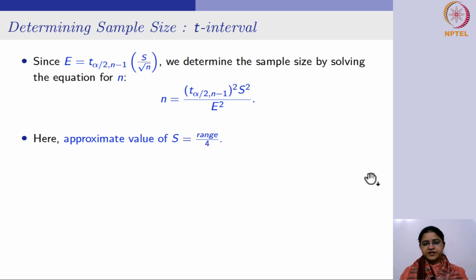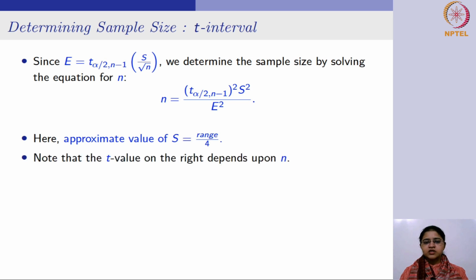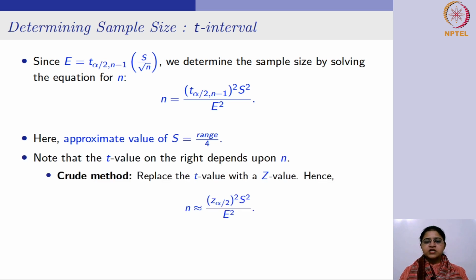In order to find the value of n, we have two methods. One is the crude method, in which you replace this t value by the corresponding z value, z alpha by 2, and solve this. It would be approximately the same sample size as you would have obtained for t, because we know that the t distribution approaches the normal distribution. So you can simply approximate it and you will get the answer.